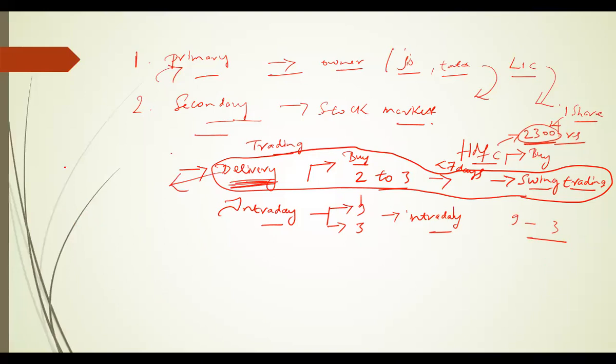Delivery is sometimes also called CNC, cash and carry, or delivery. Delivery trade in the sense, you purchase some shares and sell them. You cannot sell directly. There is no option for selling the stock first. First you have to buy, then you have to sell.